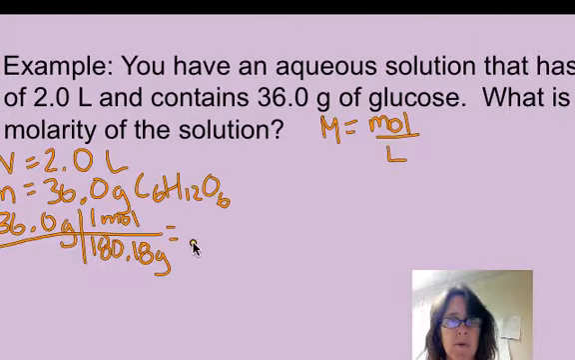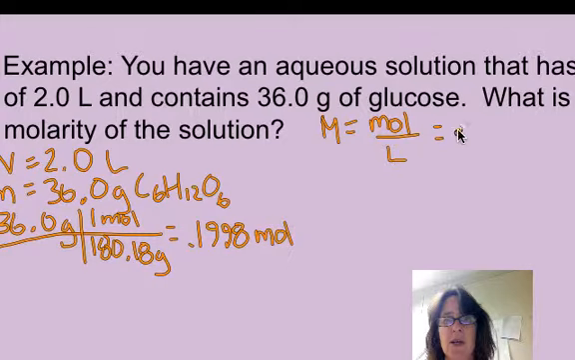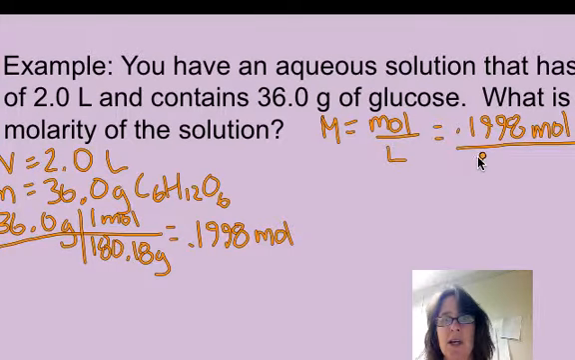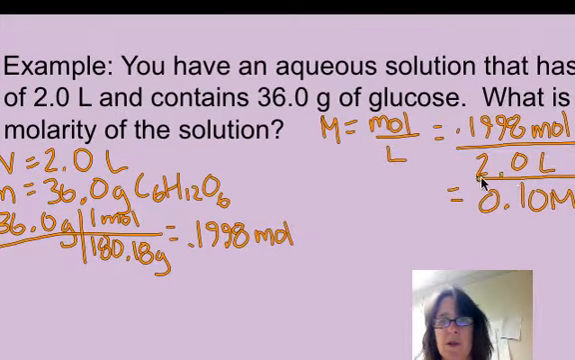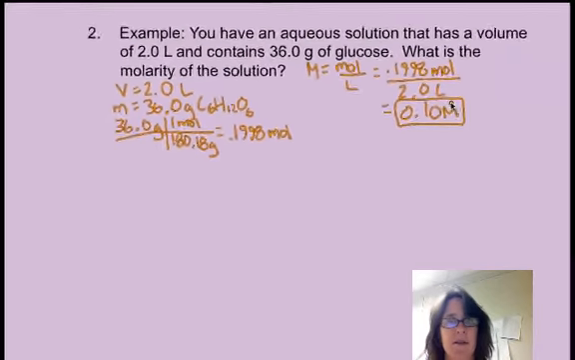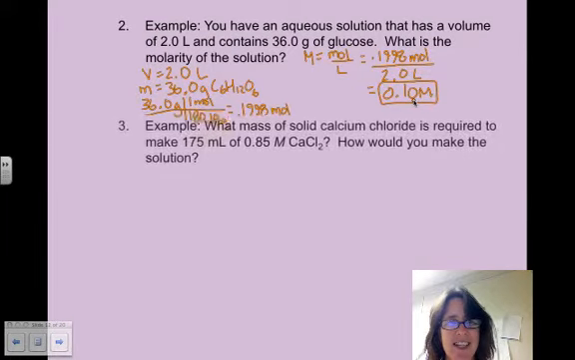giving us 0.1998 moles. Remember, you don't want to round too much in the middle of the problem, so even though we don't really need 4 sig figs, I'm leaving that many so that I'm not rounding in the middle of the problem too much. Best to just use the unrounded number still on your screen, divided by 2.0 liters, and that gives me, to 2 sig figs, 0.10 molar solution. Good? Let's try one more.